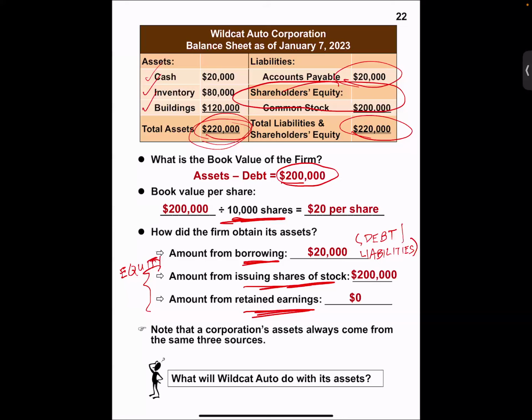If they sell their cars, they'll use their building as a place to have their employees come into work. They use the cash to pay the employees and the like. So that's what they're going to do with their assets. They're going to run their business and hopefully start to generate some income, generate some revenue, incur some expenses, with the hope of generating a profit for the business. So that's where we will end.